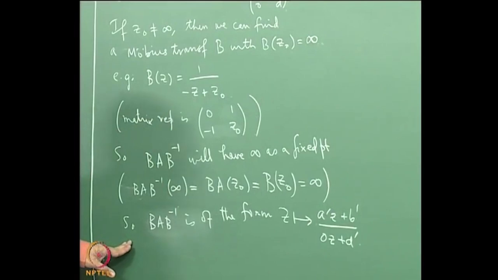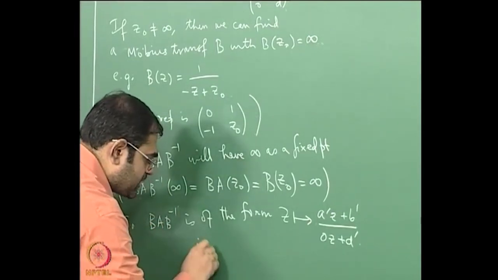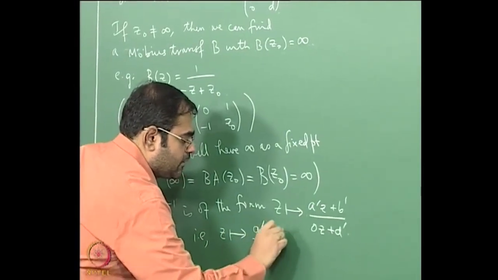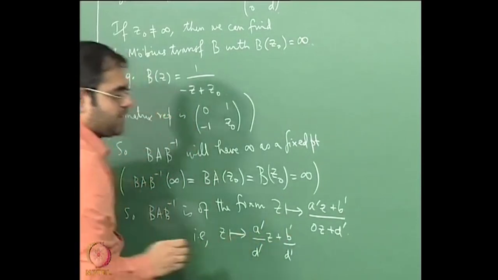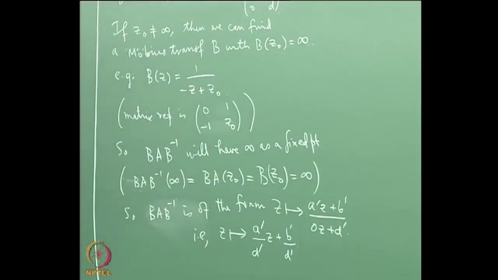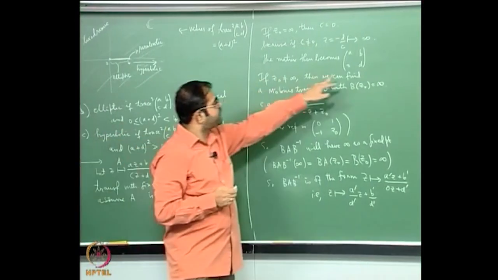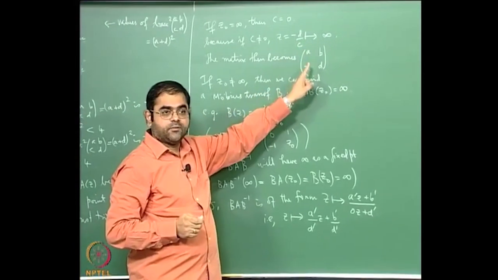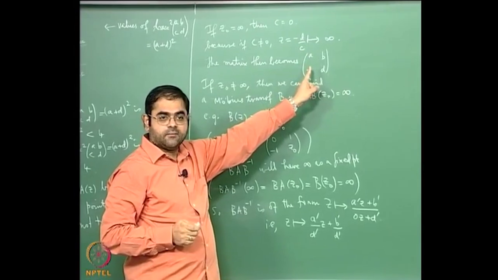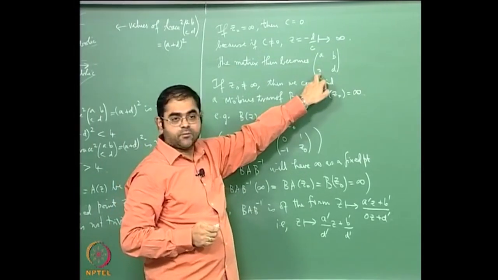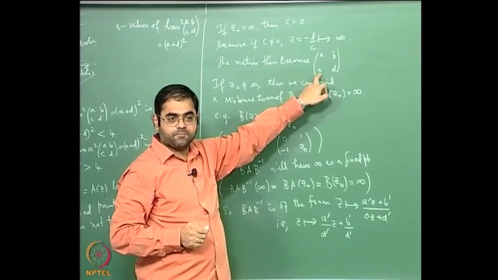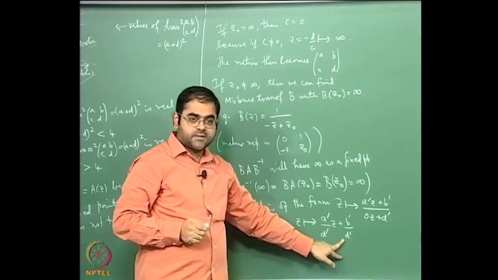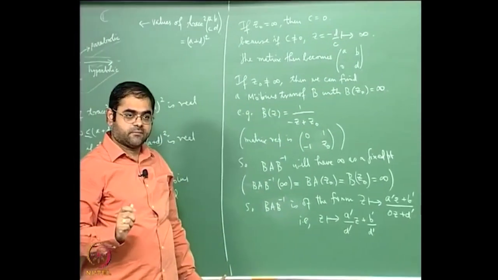Now you see, this is just z going to a prime by d prime z plus b prime by d prime, okay, and notice that d is not 0, because ad minus bc is 1, and since c is 0, ad is 1, so d is not 0, mind you. So dividing by d here, or dividing by d prime here, is allowed, there is no problem there.